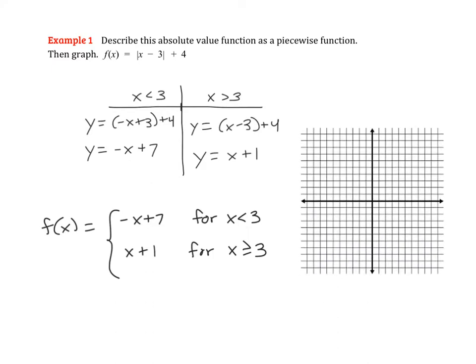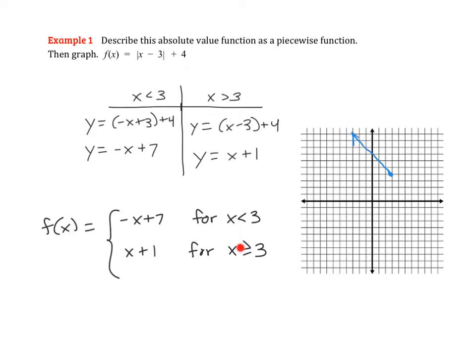So again, our cutoff is at 3. I'm going to substitute 3 right here, and I get (3, 4). So that will be my starting point, which we should know to be the vertex. And then moving to the left, it's just a line that has a y-intercept at 7 and a slope of negative 1. So I can just follow my slope going backwards, and you get something that looks like this.